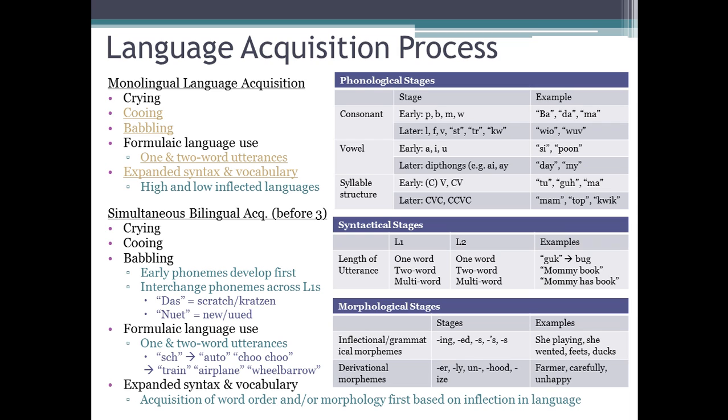And then the expanded syntax and vocabulary is very similar. Again, remember that whether it's a highly inflected language or a low inflected language, the child is going to differ in what is developing first. If language A is a highly inflected language and language B is a low inflected language, there's probably going to be a mix towards the attention that the child gives to word order and to morphology.